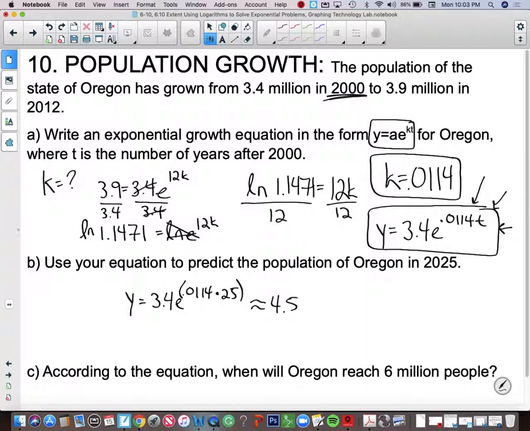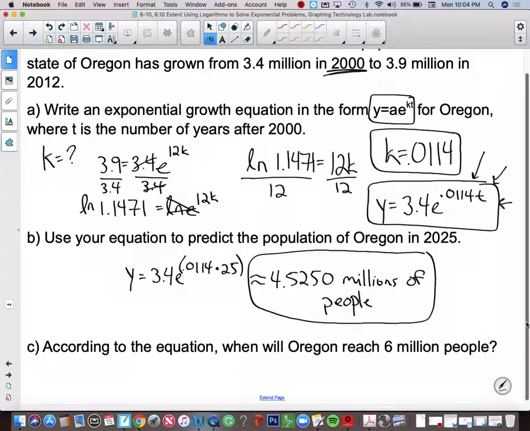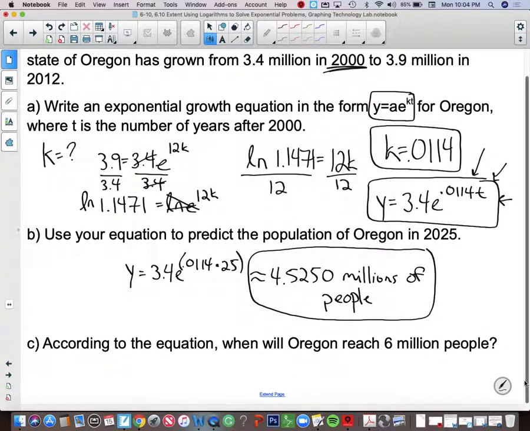4.52, we'll just say 4.525 if we round up. Okay? And that would be our population. So that would stand for millions of people. So we got about 4.525 million people.